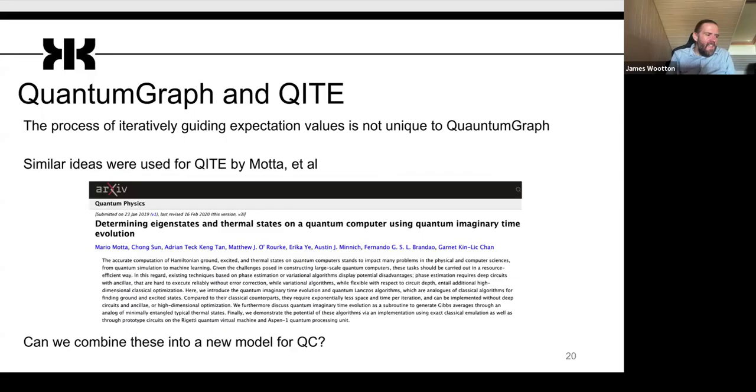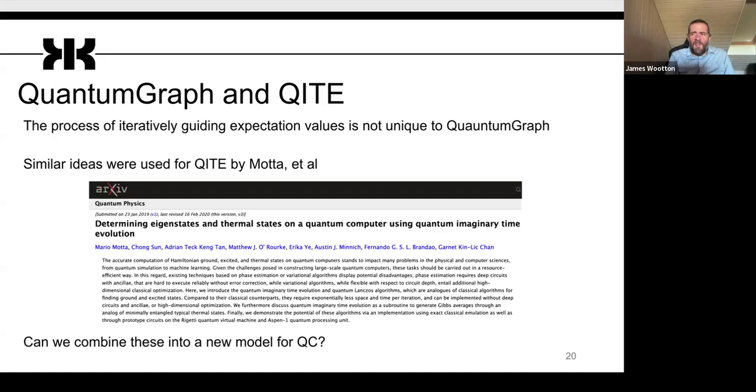Now I've got 15 minutes left, and I still haven't got on to the bit that involves the paper that this is actually supposed to be about. So let's move towards that. One thing about quantum graph is it's quite similar to another project that happened around the same time, which was an algorithm for quantum imaginary time evolution by Mario Motta and a bunch of other guys. So they are basically doing trotterized quantum imaginary time evolution.